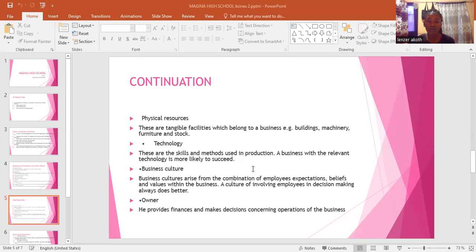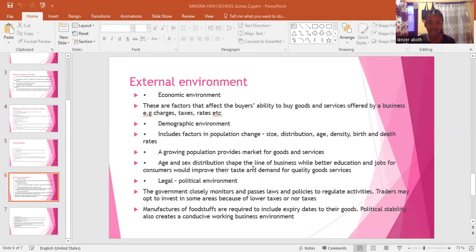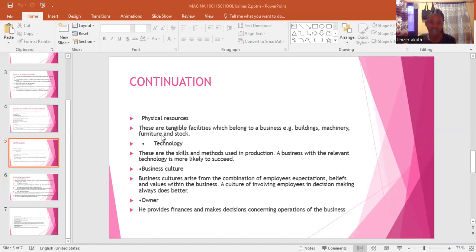And now if you involve them and you find that each and every point is making sense, or each one of them is bringing meaningful decisions in the business that can really make the business prosper, then obviously it will do better. Then another factor is the business owner. He provides finances and makes decisions concerning operations of the business. That was another factor, and it is the last internal factor.